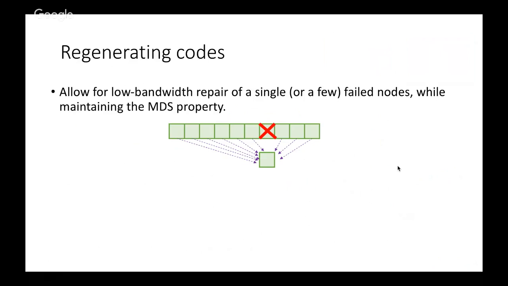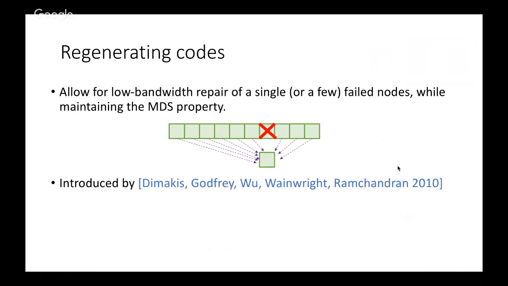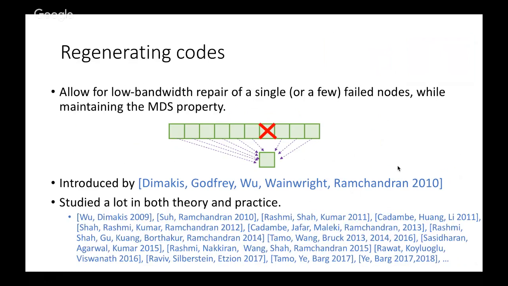So regenerating codes allow for low bandwidth repair of a single or a few failed nodes while maintaining the MDS property. They were introduced, I guess, 8 years ago now by Dimakis et al. This was one of the first papers that kind of set things going. Since then, there has been tons of work, both in theory and practice. This is just a random sampling of things I could possibly have cited here. So it's really a rich area of work.